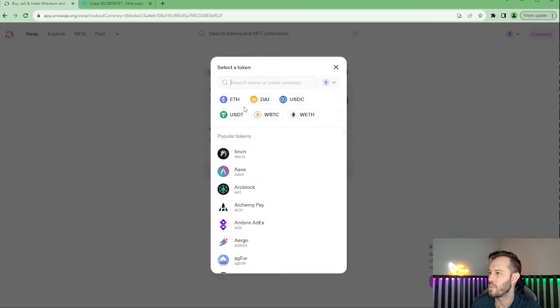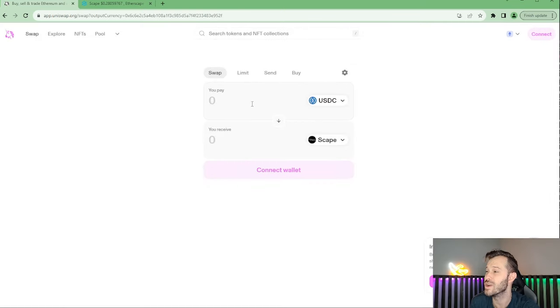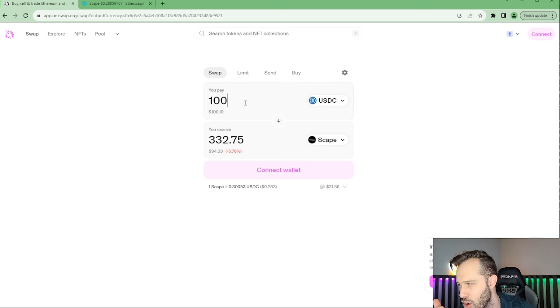For example, if you've got USDC and you want to grab $100 worth of Scape tokens, you're walking away with 332.75 Scape that you can use in the game. That's the best part about it, guys. This is a play-to-earn game that is going to have massive rewards along the way.